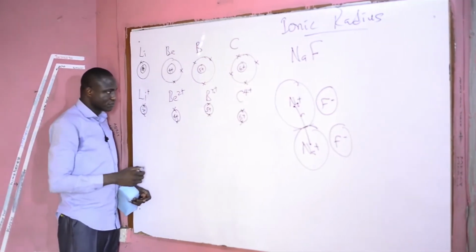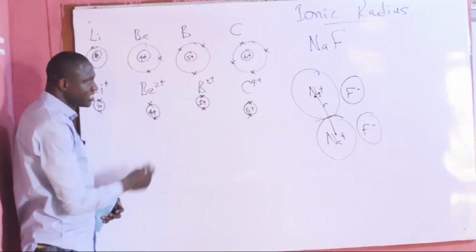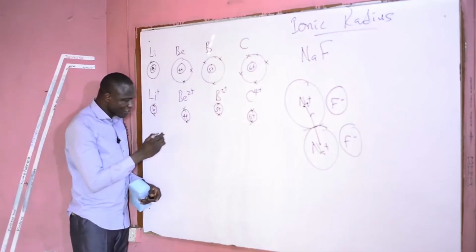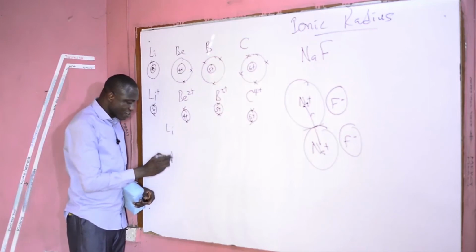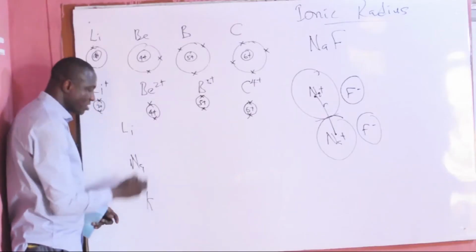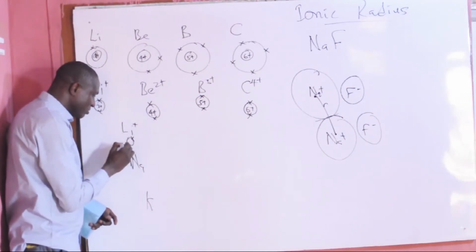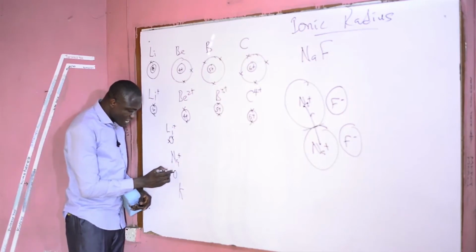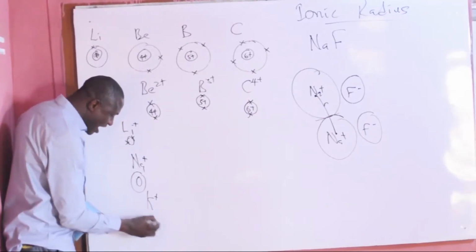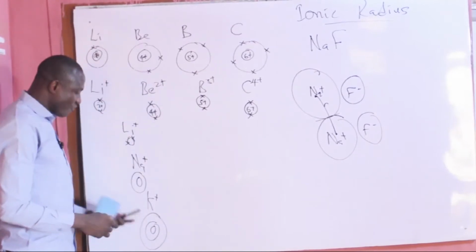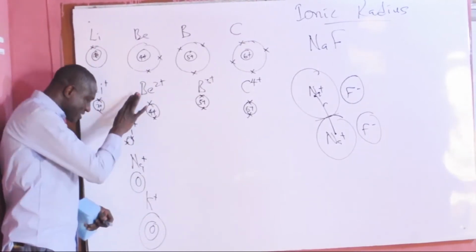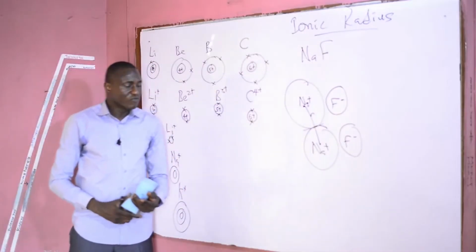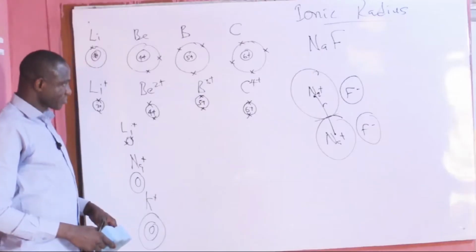But down the group, the reverse is the case. Ionic radius increases. Why? Because there is an increase in the number of shells. If you look at group 1, where we have lithium, then sodium, then potassium. A lithium ion has 1 shell. A sodium ion has 2 shells. A potassium ion has 3 shells instead of 4 after losing its valence electron. So you can see that as you go down the group, there is an increase in the size of the atom, and therefore the ionic radius of elements tends to increase.